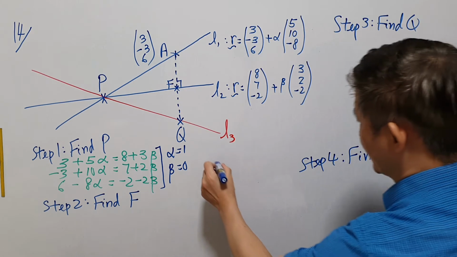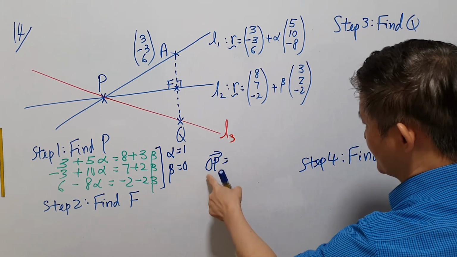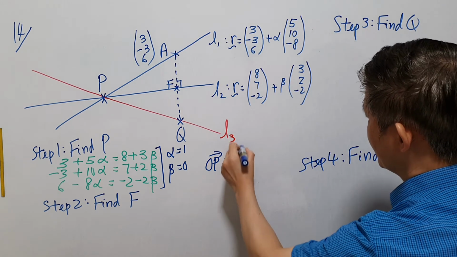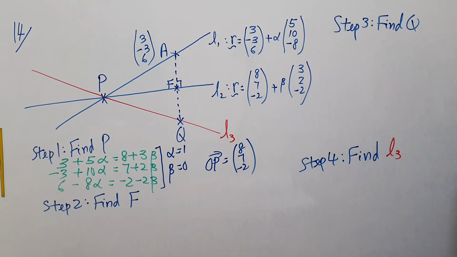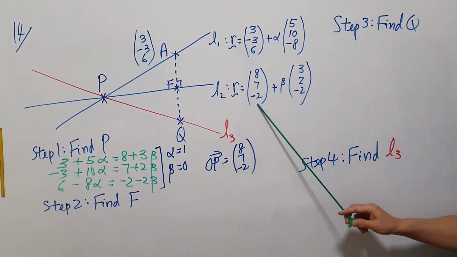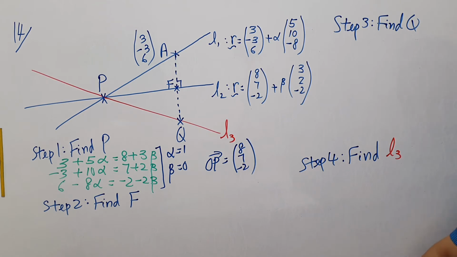And then I can conclude that the point P, which has a position vector OP, will turn out to be 8, 7, minus 2. Incidentally, this point P happens to be the point given in the equation of line L2. So this is the first thing that I'll do. Alright? Then the next thing is I want to find the point F.